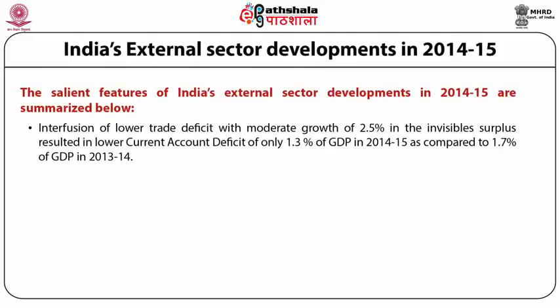The combination of a low trade deficit with moderate growth of 2.5% in the invisible surplus resulted in a lower current account deficit of only 1.3% of GDP in 2014-15 as compared to 1.7% of GDP in 2013-14.